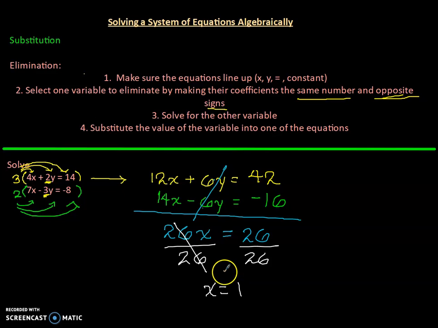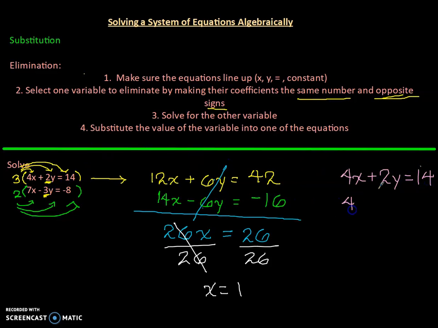And in algebra, not much has changed. Whenever you get the x, you're going to substitute that value of the variable that you got into one of the equations. So once you get x, you can plug it in to get y. It doesn't matter which equation you plug it into. It could be the first one, the second one, or even the modified ones. So just to keep it simple, I'm going to choose the first one, which is 4x plus 2y equals 14. So one of the original equations.